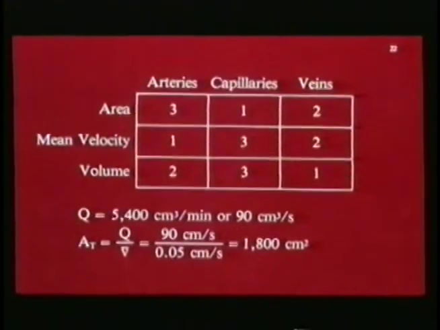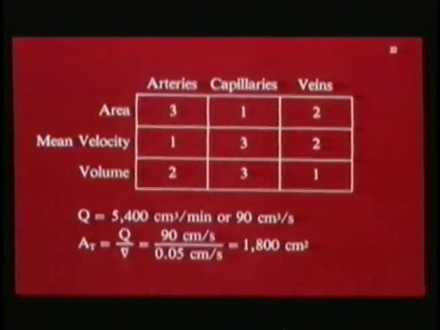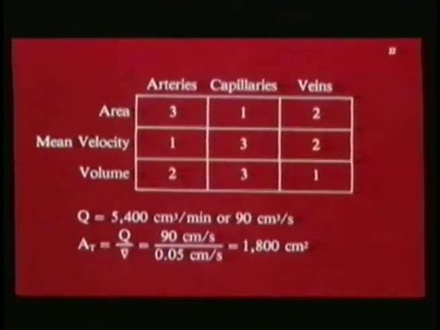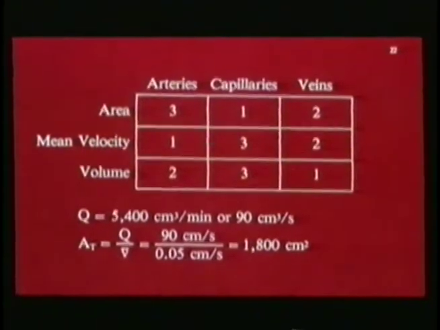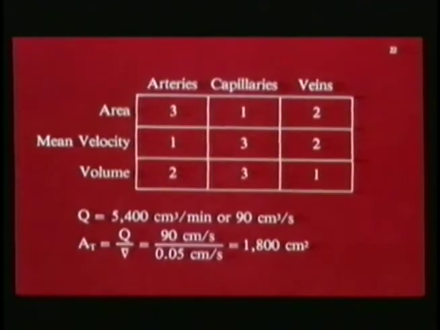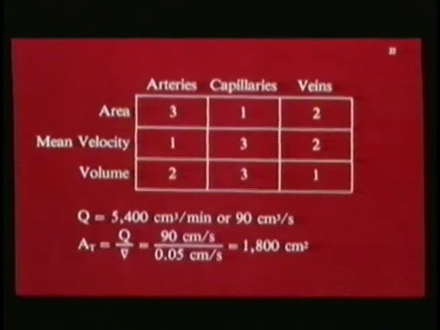22. 1. Capillaries have the greatest cross-sectional area, followed by the veins and then the arteries. Since mean linear velocity is inversely related to the total cross-sectional area, the greatest mean linear velocity of blood flow is found in the arteries. It is slower in the veins and slowest in the capillaries. The veins contain the greatest blood volume, followed by the arteries. The capillaries contain a very small fraction of the total blood volume.